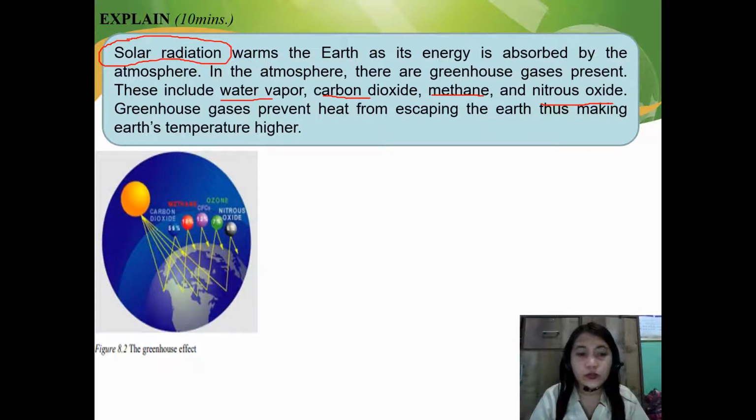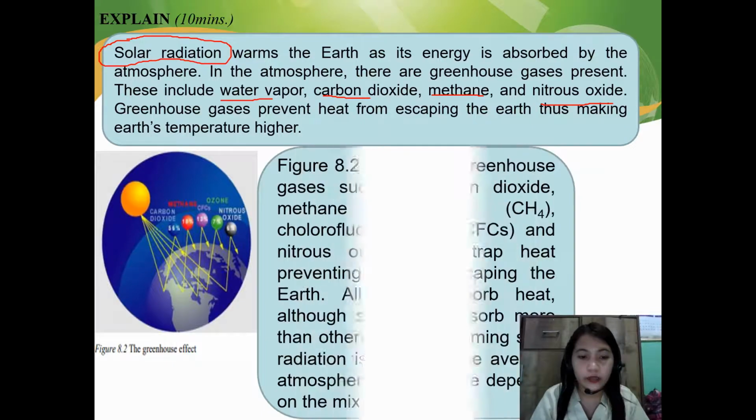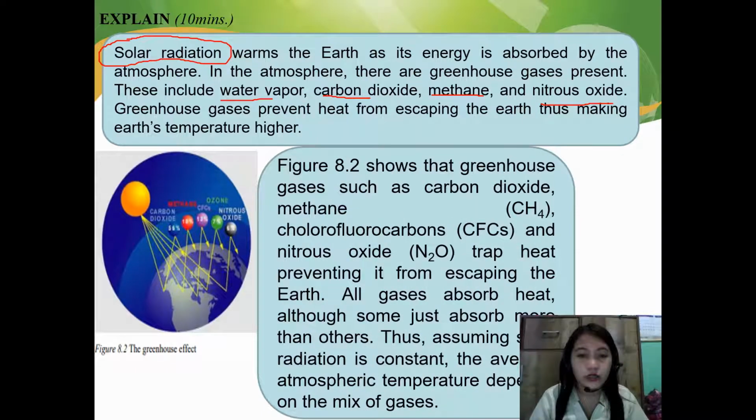So refer to figure 8.2. In figure 8.2, it shows the greenhouse gases. So we have there the carbon dioxide, methane, the chlorofluorocarbons or the CFCs, ozone, and the nitrous oxide. All these greenhouse gases absorb heat, although some just absorb more than others. Thus, assuming solar radiation is constant, the average atmospheric temperature depends on the mix of gases.